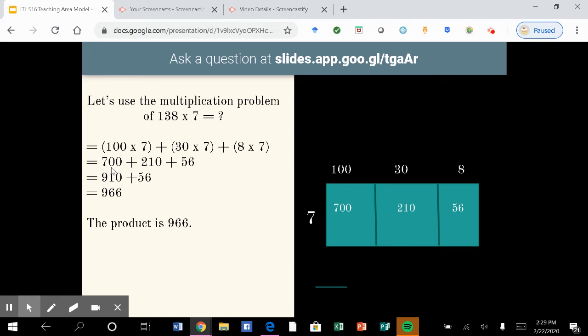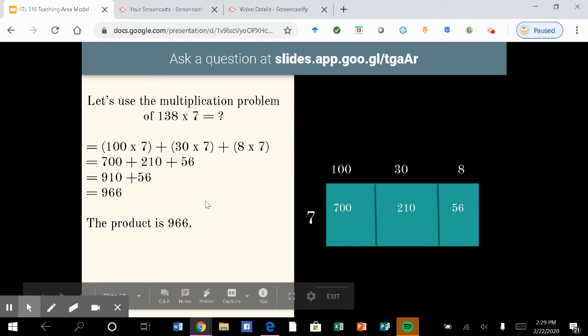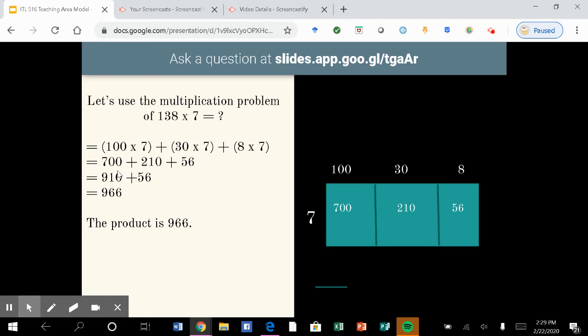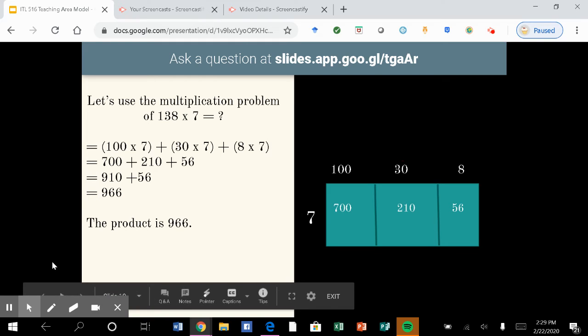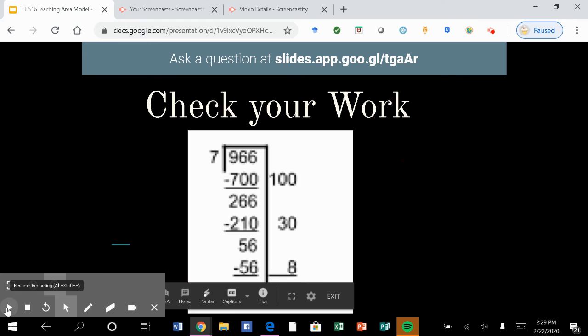So we have 700 plus 210 plus 56. We have to add these partial products together. I'm going to add 700 plus 210 first, which is 910, plus 56. 910 plus 56 is 966. So once again, we will need to confirm with our algorithm of division.